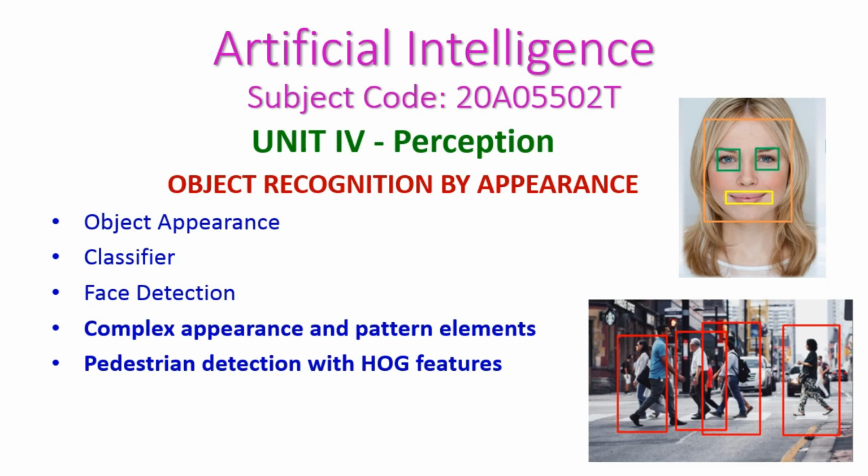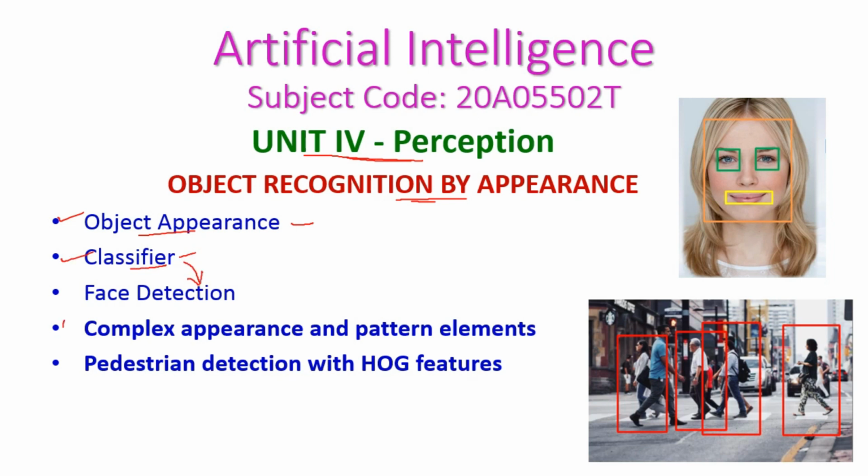In today's artificial intelligence class, we will see object recognition by appearance from the fourth unit, perception. In today's class, we will see the object appearance, how the object appears in an image, and then the classifier, what the role of the classifier is, and then how the classifier is used to detect the face, that is face detection.